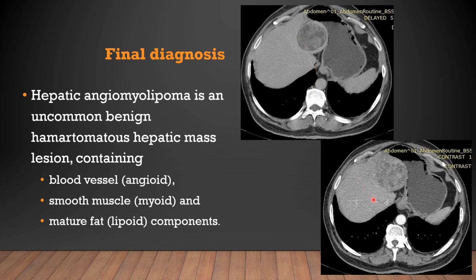We have seen multiple angiomyolipomas in kidneys. So these are similar lesions in liver, which is a very rare condition, very unusual condition, but we do find such lesions.